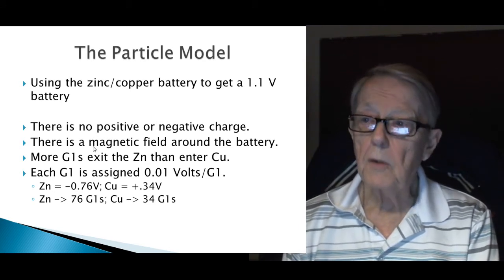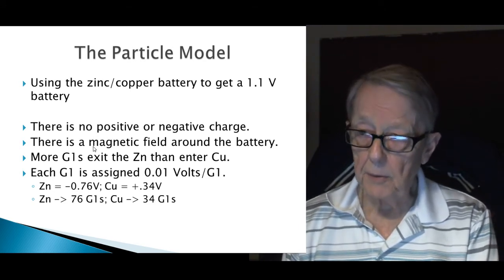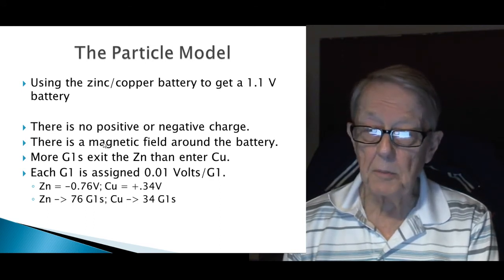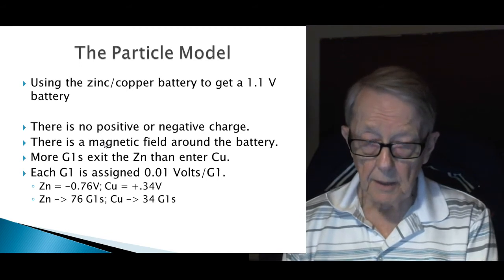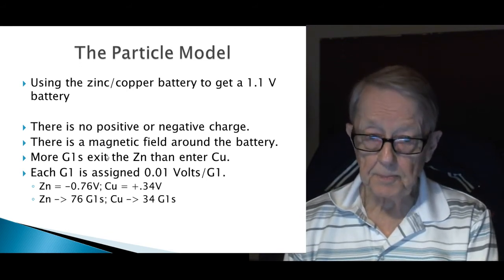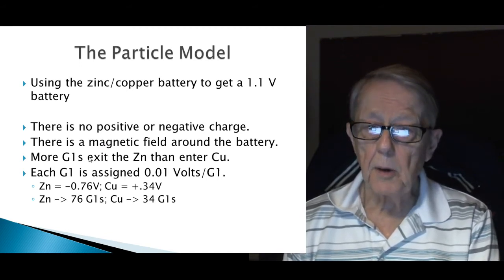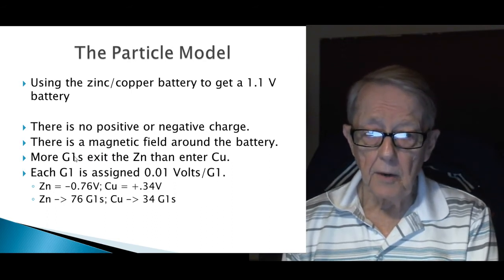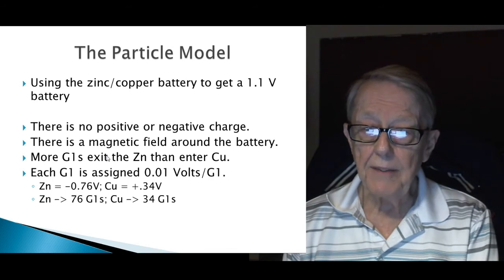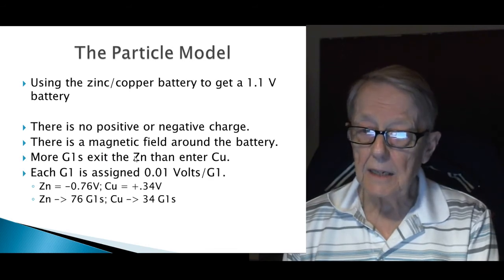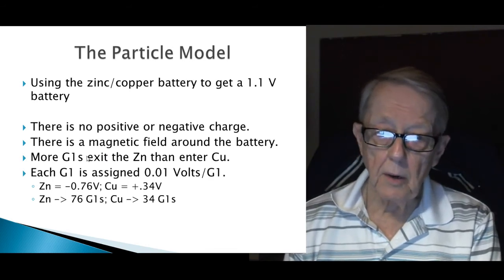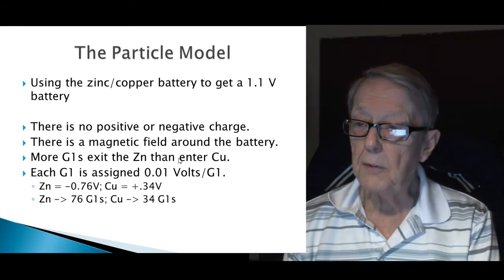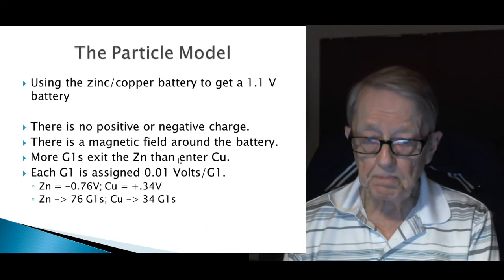I've said over and over again, there's a magnetic field around the battery. It's a little bit erratic. It's not as nice and neat as a magnet, but in my opinion, it's there. And in the particle model, I've said this for all of the circuits time and again, we get more G1s leaving or exiting the zinc than enter the copper. More G1s leaving the negative terminal of the battery than enter the positive terminal.